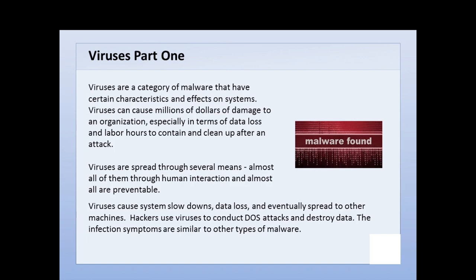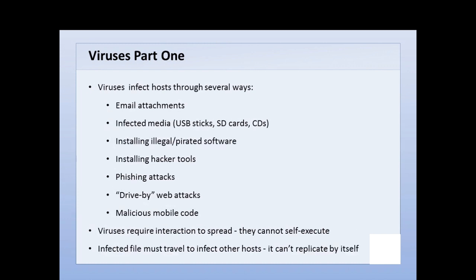Now, what can a virus do to your system? Well, a lot of the infection systems are similar to other types of malware like Trojans and worms, which we'll discuss later. So you'll see things like system slowdowns, data loss, and eventually the virus will spread to other machines. Now, hackers use viruses to infect machines, to destroy data, to slow them down, to cause denial of service attacks, and so forth.